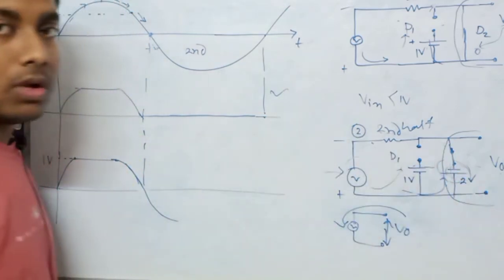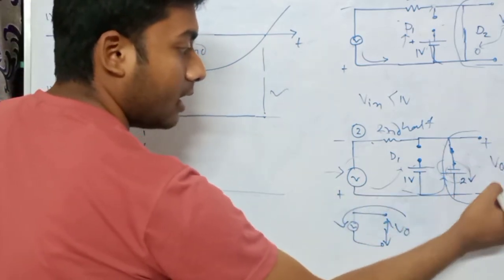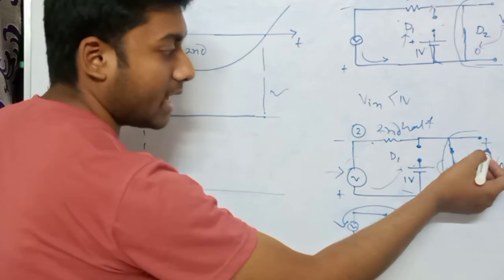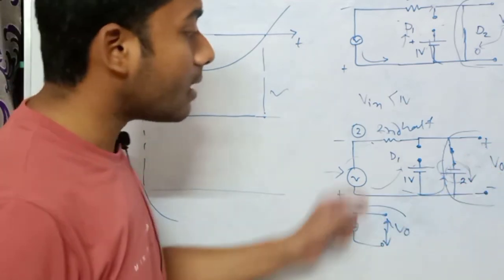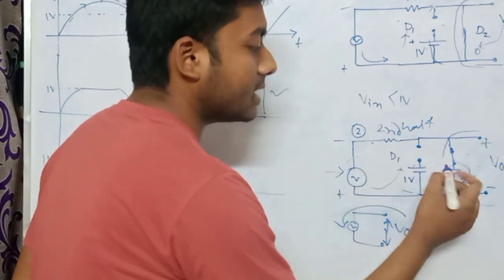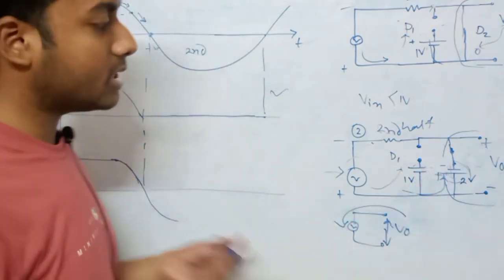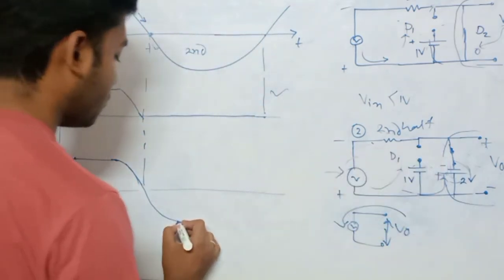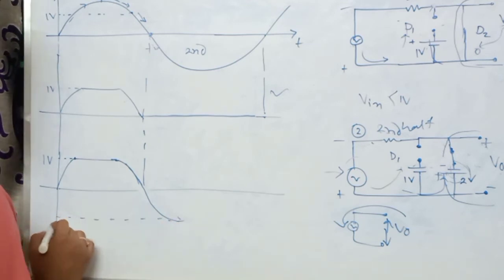But you have to understand here that I am taking the output voltage with this polarity. This is plus, this is the negative terminal, but the battery is in the opposite orientation: the battery's negative terminal is here and the positive terminal is here. That means you can understand logically that this will be minus 2 volt, and you can easily understand that from this graph also, that this is minus 2 volt.